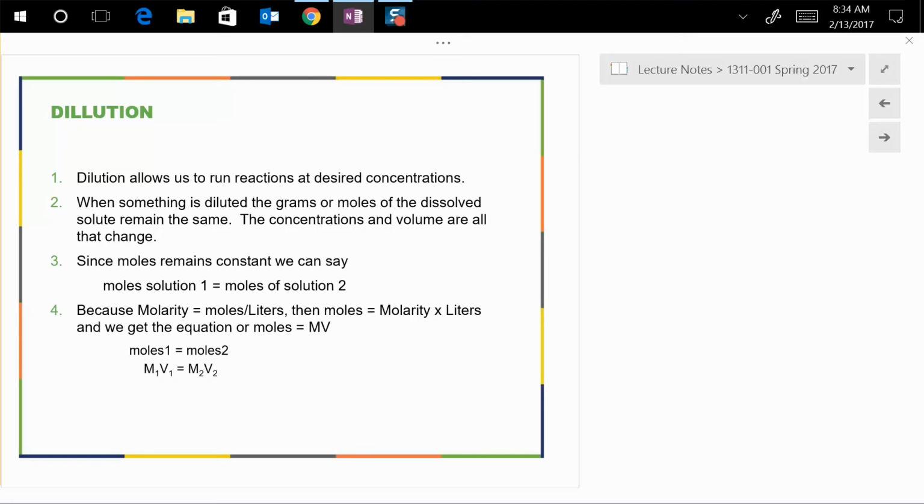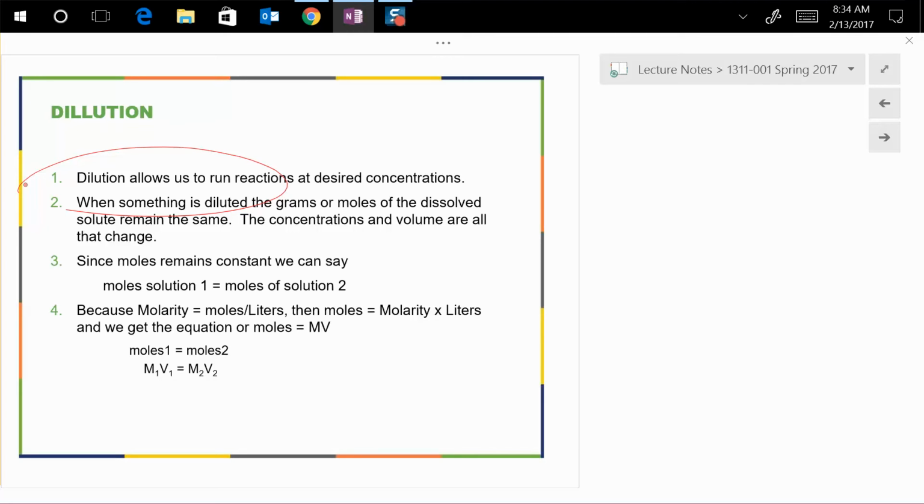If you have a stock solution and you want to run a reaction at exact concentrations of some sort, you would dilute that stock solution to those new concentrations so that it will give you the desired reaction amounts in the reaction, okay? So dilution is very important in that way. It allows us to run reactions at the desired concentrations from our stock solutions. So when something is diluted, the grams or moles of the dissolved solute remain the same. So that's the whole idea behind dilution.